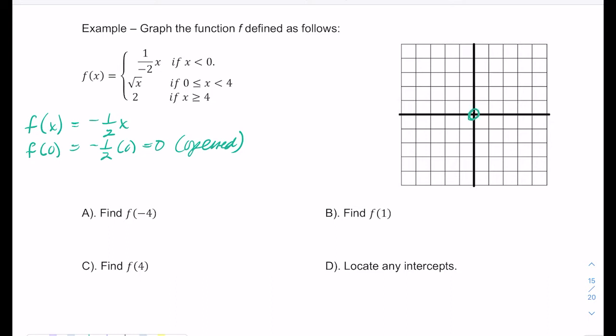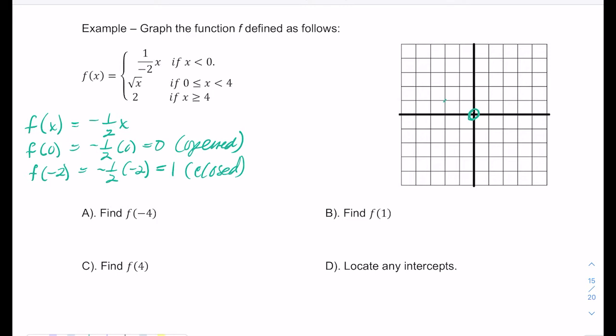And I can plug in any number as long as x is less than 0. So you can plug in -2 if you want. -2 is a good one to plug in because it'll cancel out with the 2 in the denominator of the 1/2. So -1 times -2 is 2. 2 divided by 2 is 1. This will be closed because it is a number that's less than 0. So it's in that interval. So (-2, 1) would be my other point, right?